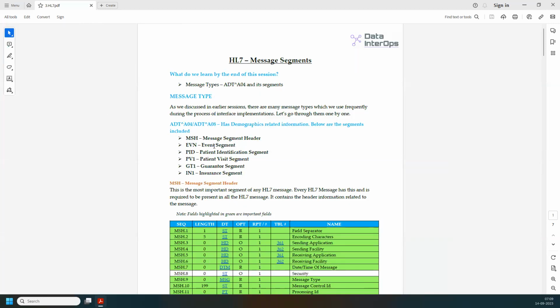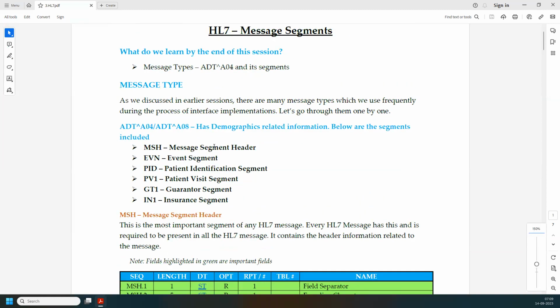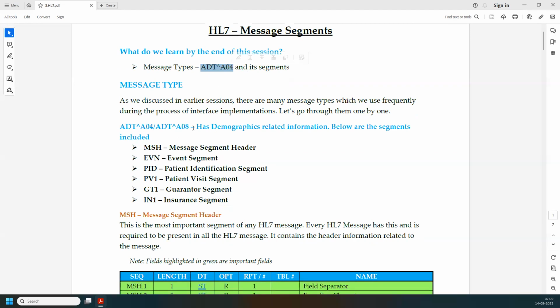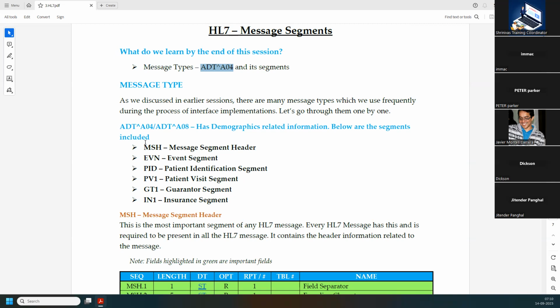First we'll begin with the first message type, which is ADTA04. A04 is an event type which is used for patient registration. Whenever a patient gets registered, that information has to be sent over from PM to EHR. So the message type that will be used is ADTA04. Every message has its own structure, and this structure is laid down by the HL7 organization.